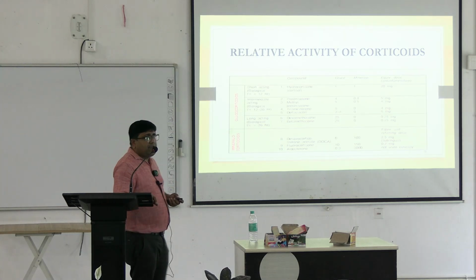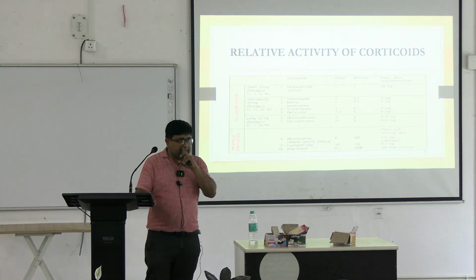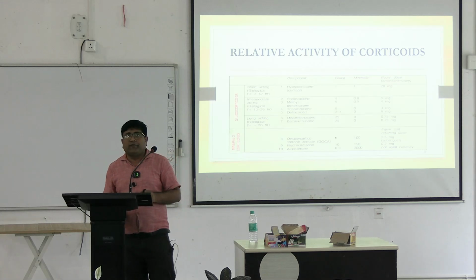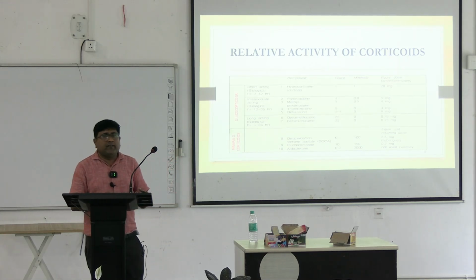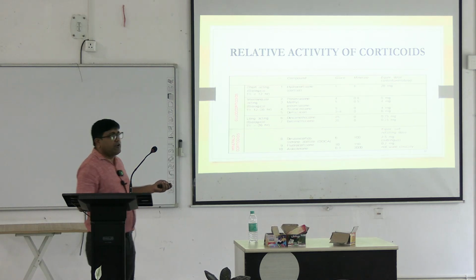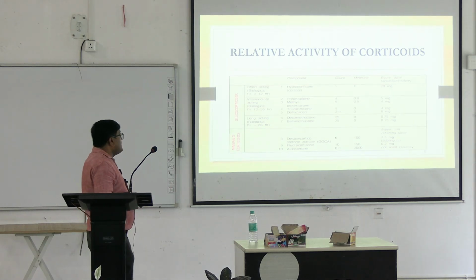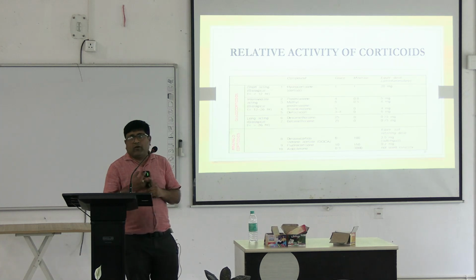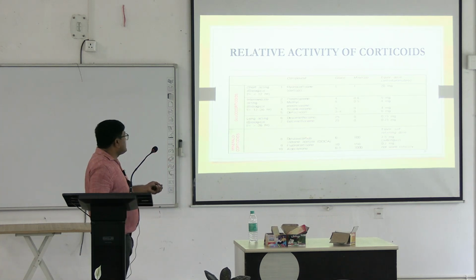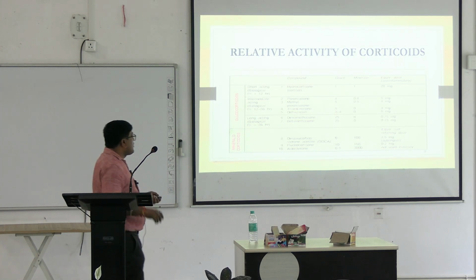Coming to longer acting, there are two drugs, dexamethasone and betamethasone. They have no mineralocorticoid activity. The ratio is 25:0 for each. Coming to mineralocorticoids, the endogenously produced mineralocorticoid is aldosterone, and the synthetic ones are DOCA and fludrocortisone.